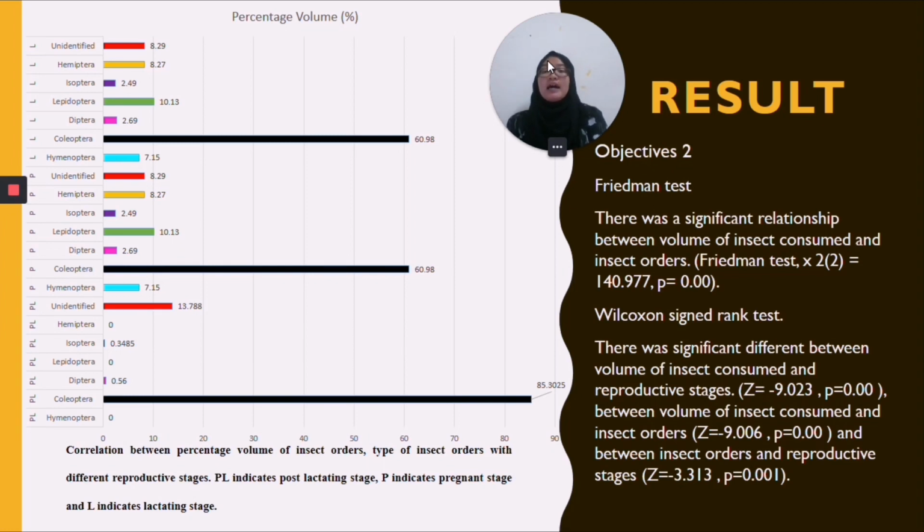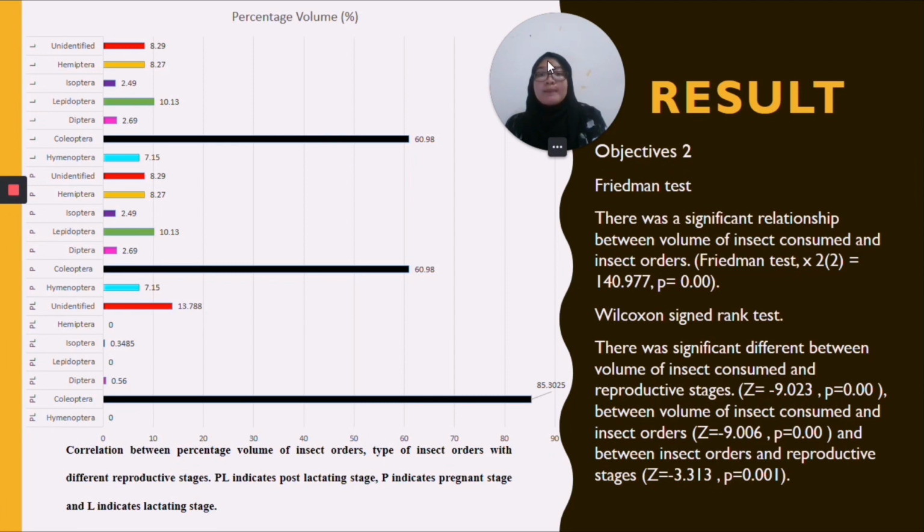Based on this bar graph, we can see the correlation between the percentage volume of insect order, type of insect order, with different reproductive stages, where PL indicates the post-lactating, P indicates the pregnant stage, and L indicates the lactating stage. From this result, we can see that for pregnant and lactating, they consume a variety of insect orders.